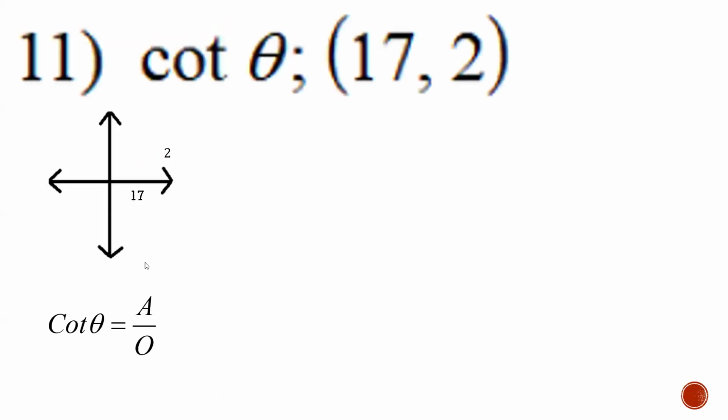One more. Cotangent, which is the great one. Again, draw where you are. Cotangent is adjacent side, so that's 17 over the opposite side, which is 2, and we're done.